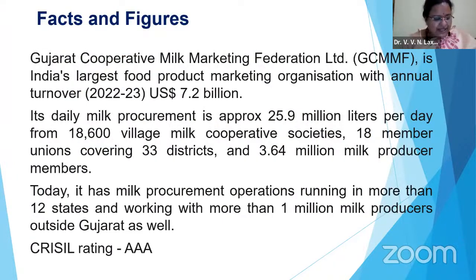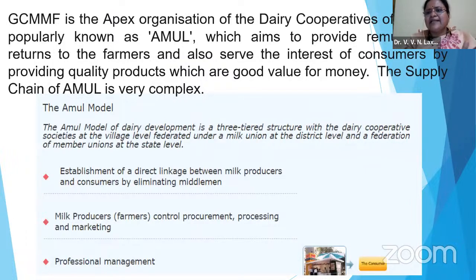So Gujarat, actually it started as Kaira District Milk Cooperative Union somewhere in 1946. And later it is renamed as Gujarat Cooperative Milk Marketing Federation Limited under the aegis of Mr. Kurian. Today, it has crossed 7.2 billion turnover in 22-23. The website says these figures, and it is rated as AAA by CRISIL. So this is just the latest points I try to add to the case.